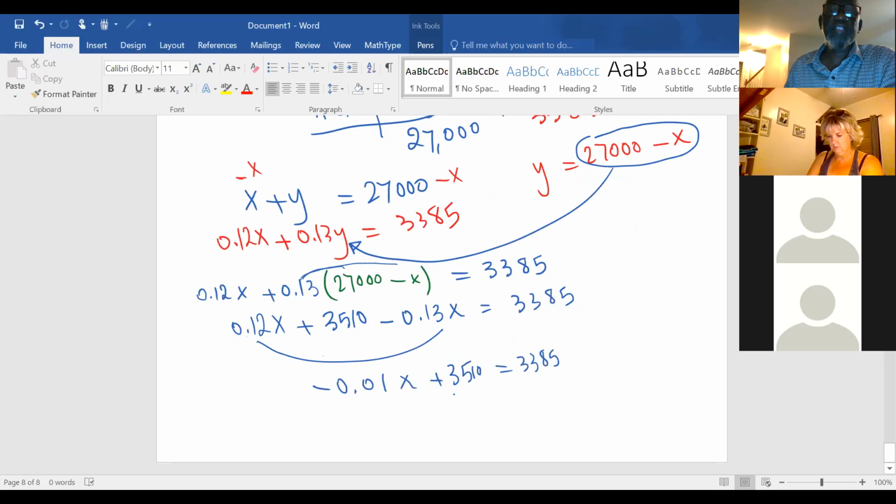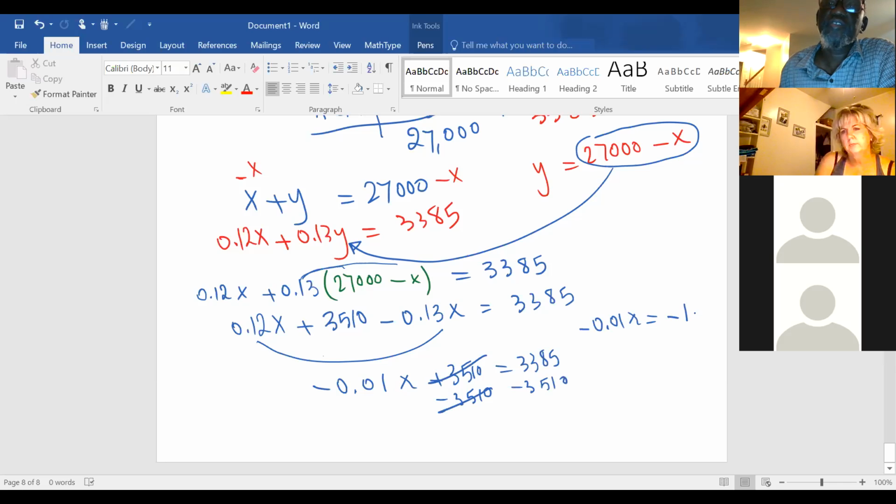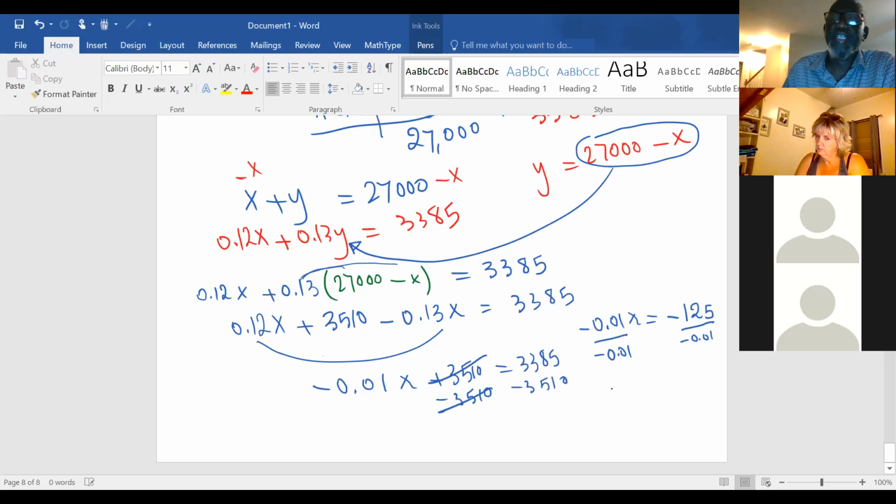Now let me subtract 3510 on both sides. Using the calculator, I get negative 0.01x is equal to negative 125. So I divide by this number, and we get x equal to 12,500.